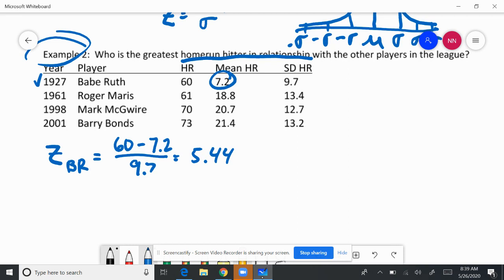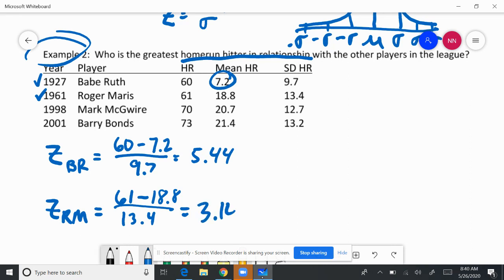So the next one that I'm going to find is Roger Maris. So I'm going to put R and M for Roger Maris. I'm going to find his z-score. I'm going to take the number of home runs that he hit minus the mean number of home runs that everybody hit in 1961. And I'm going to divide it by the standard deviation, which is 13.4. I'm going to take out my calculator. I'm going to subtract 18.8 from 61, and I'm going to divide it by 13.4, and I get 3.14. That means that he's 3.14 standard deviations above the mean.